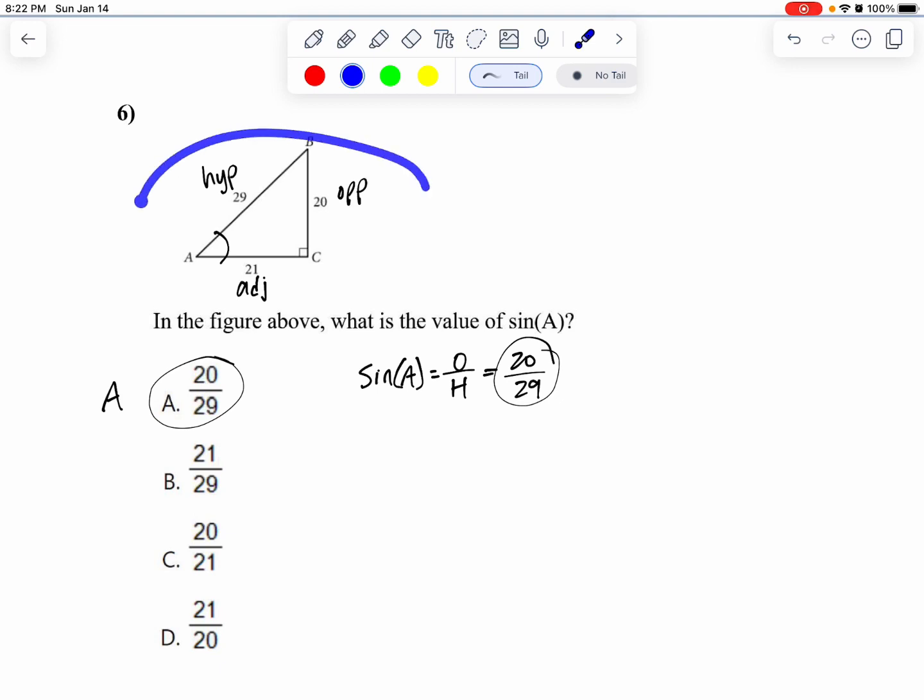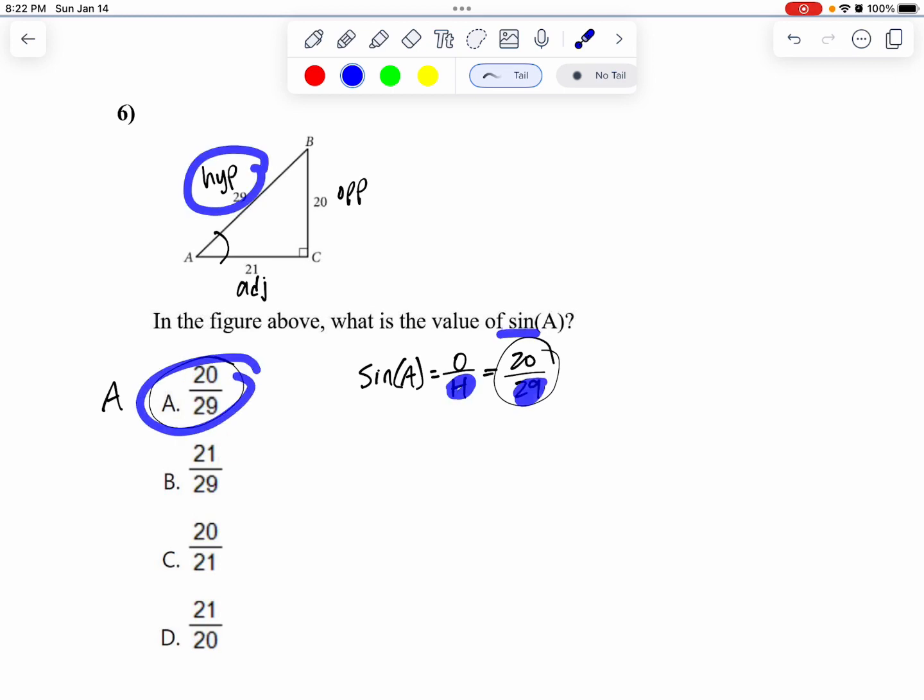So once you have this labeled, it's very, very simple if you can remember the ratio for SOHCAHTOA. S for sine, OH, so opposite over hypotenuse. That's what you wrote on the first page. You can flip back if you need to. But the opposite side I labeled was 20. That's why I put 20 on top. And the hypotenuse side right here is 29. So 20 over 29 is our ratio for sine, okay?